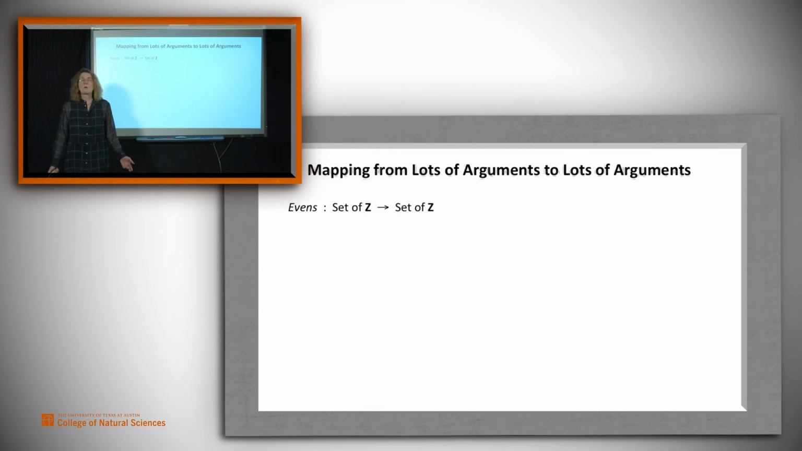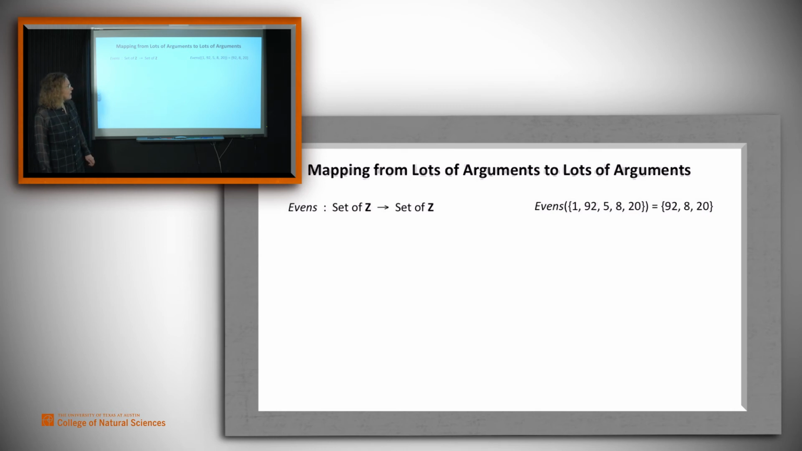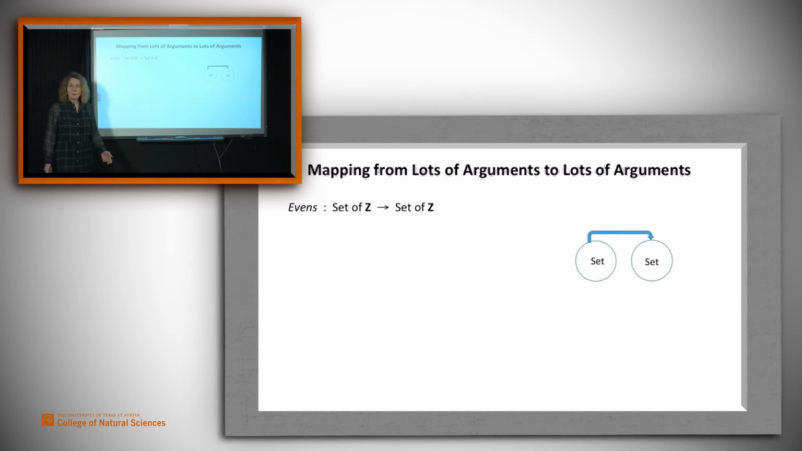What if you don't know how many inputs or how many outputs? A function has to map from one element of its domain to one element of its codomain, and that might not be what you want. So for example, suppose I want to define this function evens. It takes in a set of integers and it returns another set in which I've thrown away all the odd values. So I want evens of this set, {1, 92, 5, 8, 20}, to be {92, 8, 20}. How can I do this? Using the notion of a function.